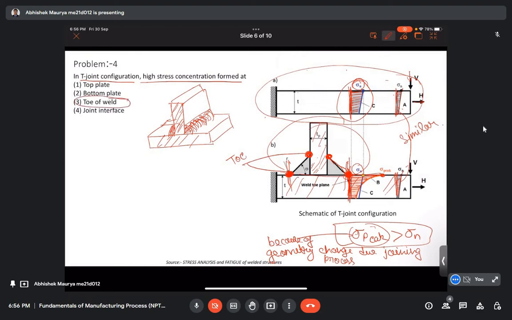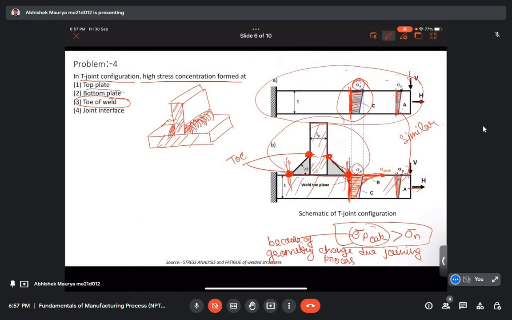Whereas if we see other options like the top plate, we are applying the force on this vertical beam. In the top plate also, these are the points where we will get some stress value, whereas at the other points we will not get any stress value. So the top plate will not fail if we apply the load on this horizontal plate.